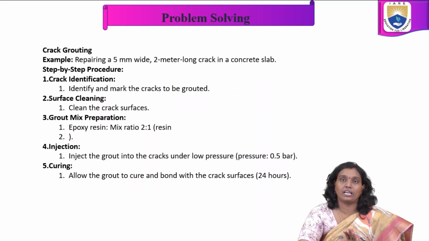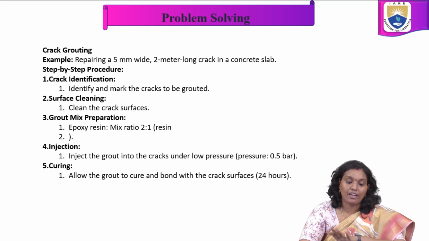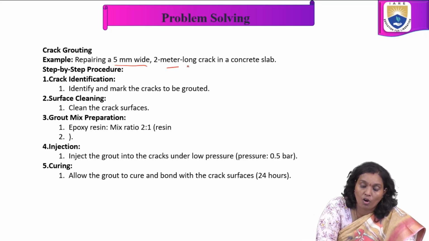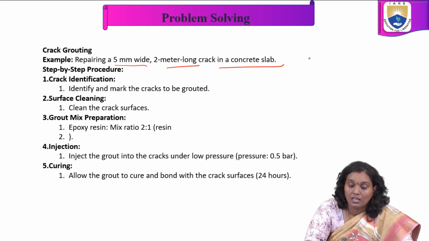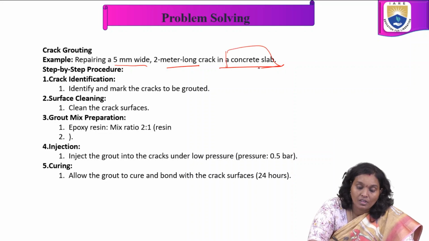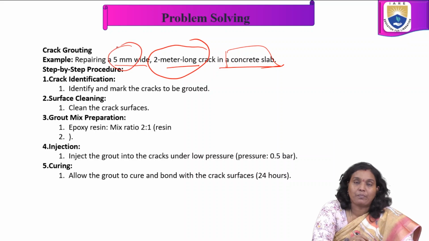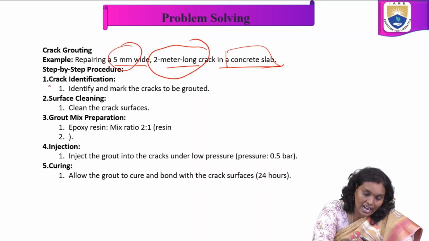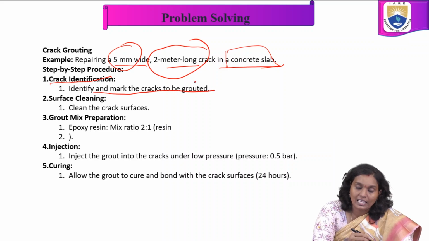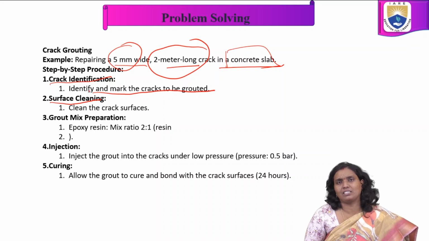For practical application, repairing a 5 mm wide and 2 meter long crack in a concrete slab. So in the concrete slab, the crack length is 2 meters, its width is 5 mm. In this, first we identify the crack and mark the cracks to be grouted. The next step is surface cleaning. We are going to clean the crack surface.